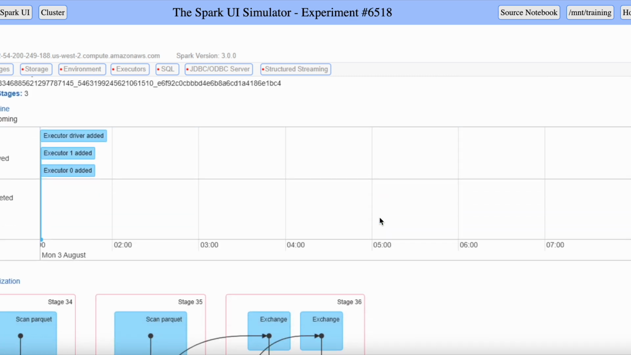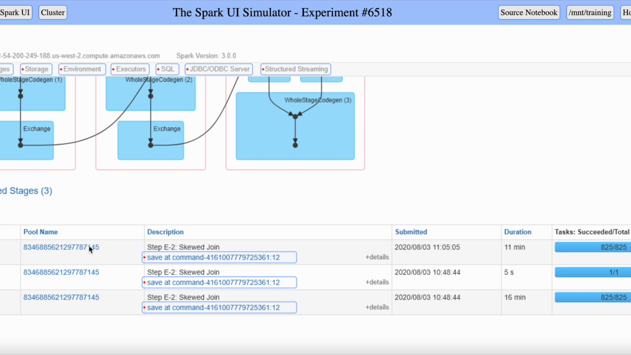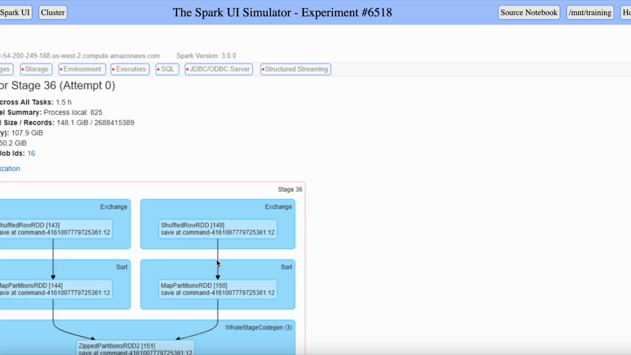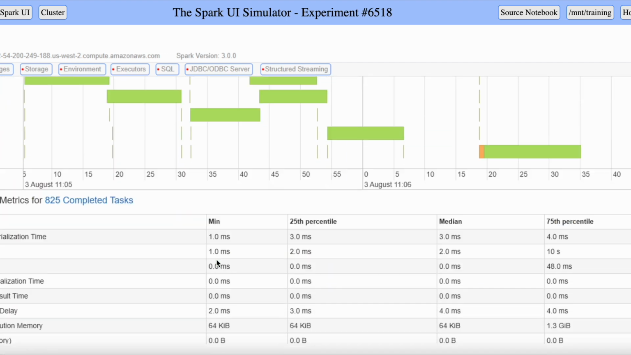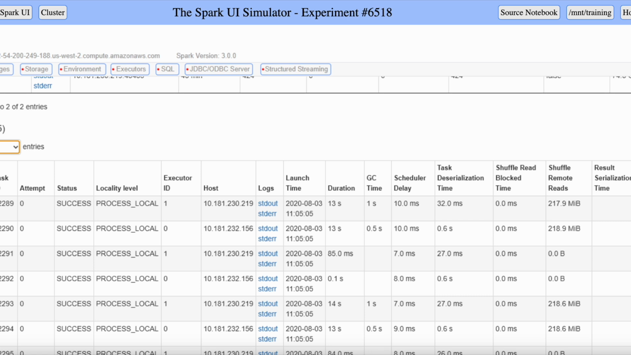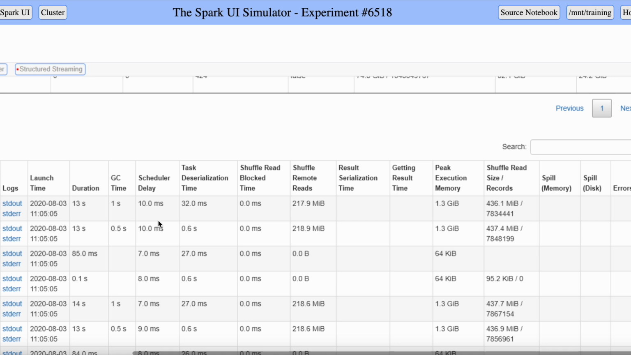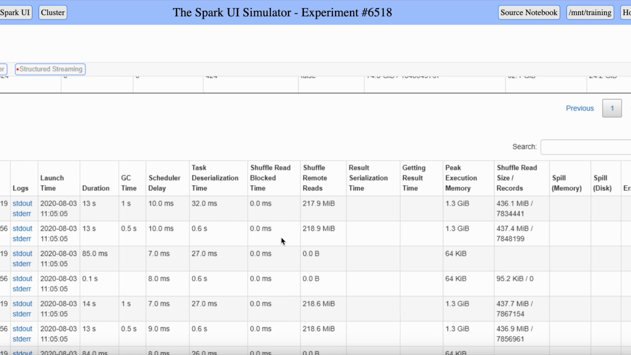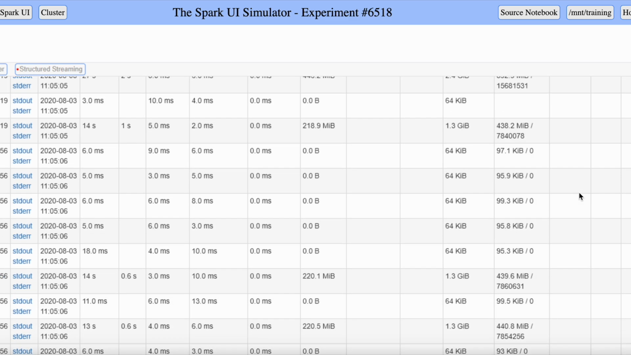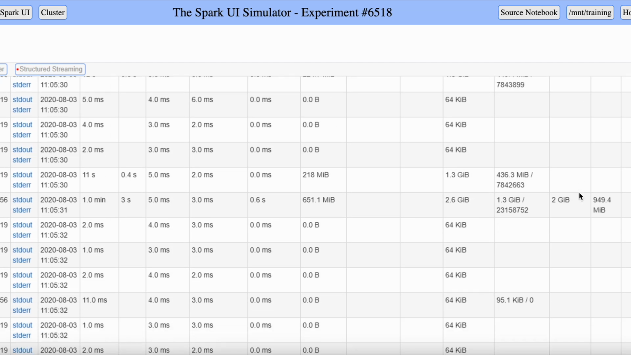Now, if I go inside this stage and check one of the stages in detail, I'm going to see all the associated tasks. So you see this stage has 825 tasks, and for each task we can check whether spill is happening or not. If you see these two columns, it means spill is happening. Now if I go down, I can see 2 GB spill memory and 949.4 MB spill disk.